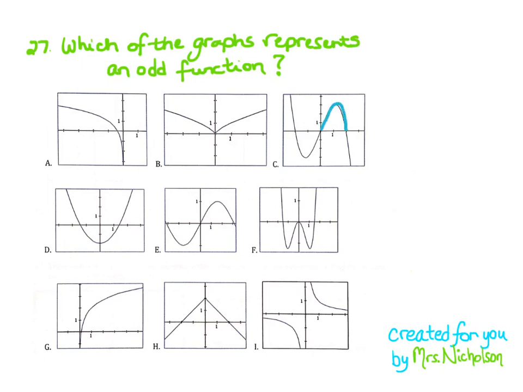What's happening here in quadrant 1 is the same thing that's happening in quadrant 3. And what's happening in quadrant 2 is also happening in quadrant 4. So C is an odd function. D was even. E is an odd function. F, we figured out, was even. G has no symmetry. H was even. I, that's another odd function. What's happening here in quadrant 1, same thing is happening in quadrant 3.